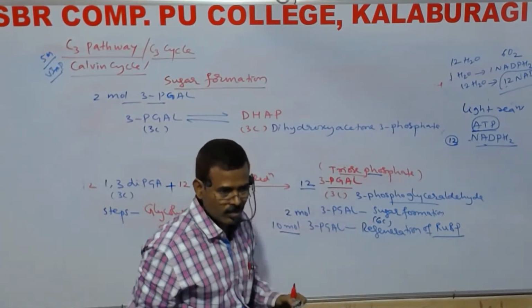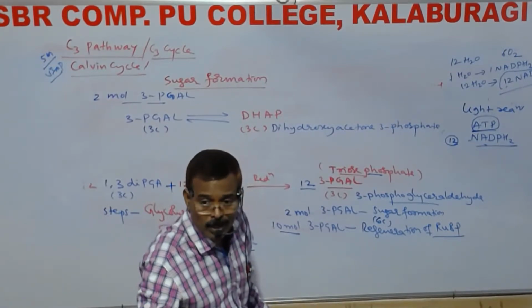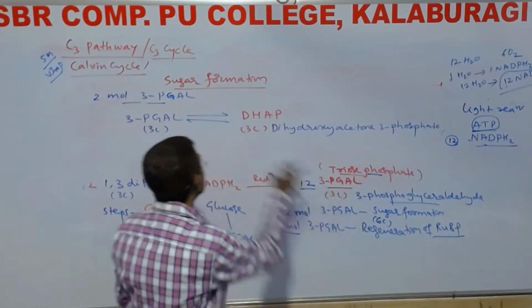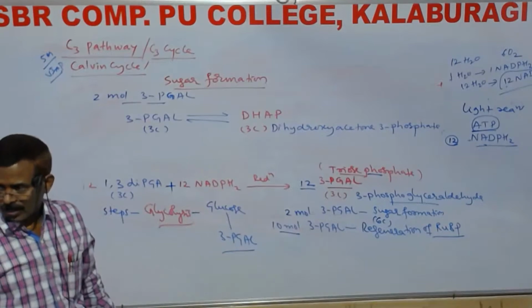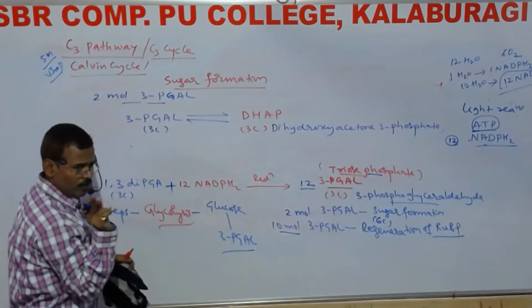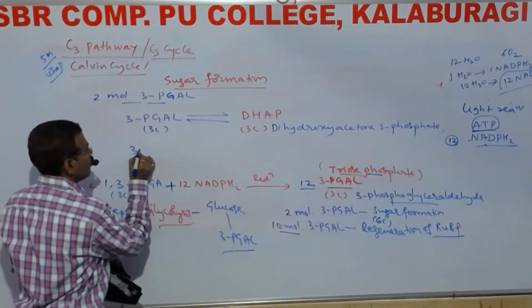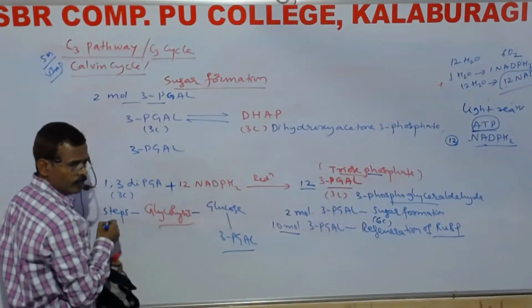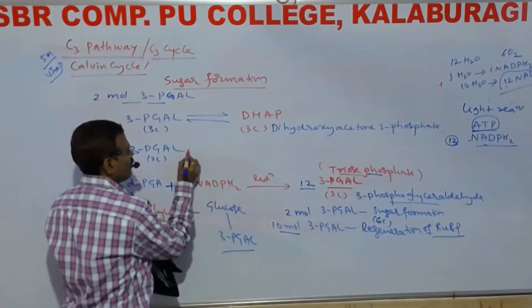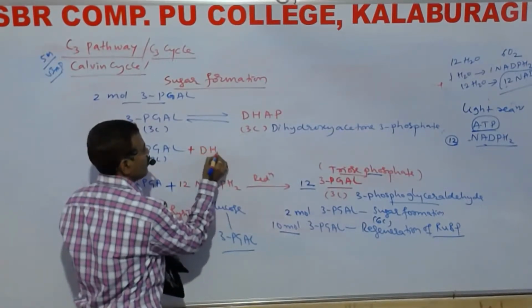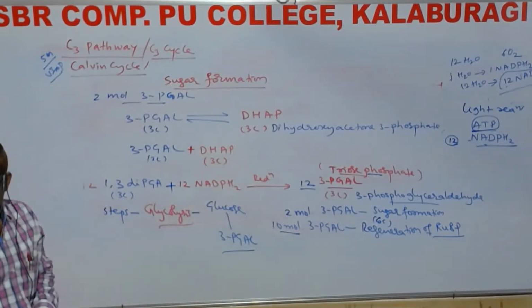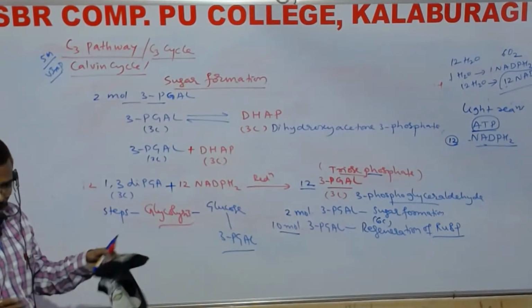of the chloroplast into the cytoplasm of the mesophyll cell. In the cytoplasm of the mesophyll cell, what is happening? Sugar formation. Okay, so now you see here, one molecule of 3-PGAL, a 3-carbon compound, is there. And one new molecule, its isomer, is formed. What is that? DHAP, dihydroxyacetone 3-phosphate. They undergo condensation and fuse.